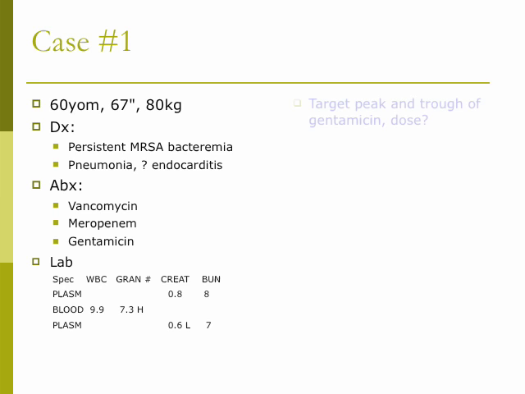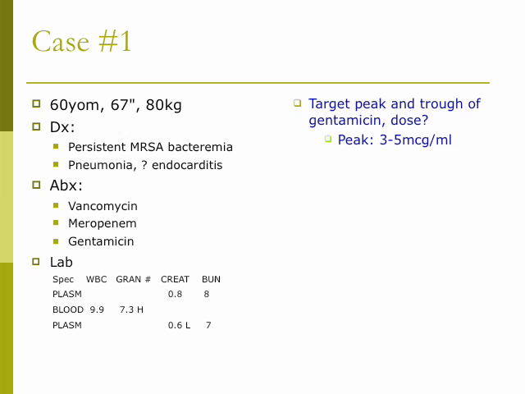So just to go over a couple of cases. This is a 60-year-old male, 67 inches, 80 kilos, with persistent MRSA bacteremia. Pneumonia may be a source, versus ruling out endocarditis. Right now we have him on Periclam, vancomycin, meropenem, and gentamicin. Again, gentamicin here could be for gram-positive, right? White count's 9.9, creatinine seems to be okay, BUN seems to be okay.